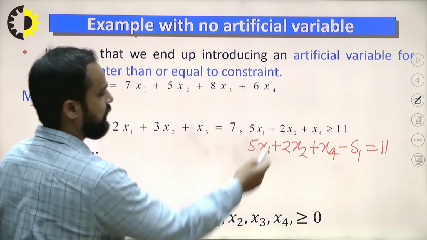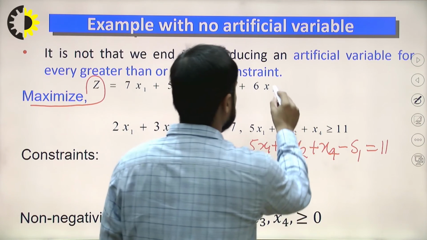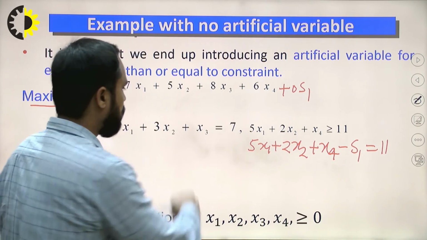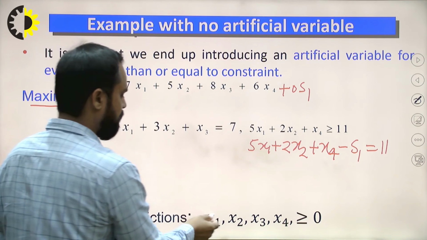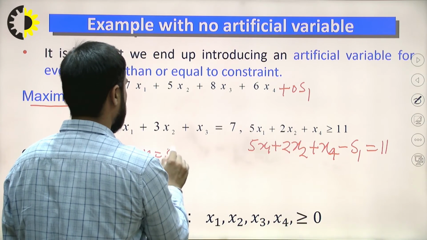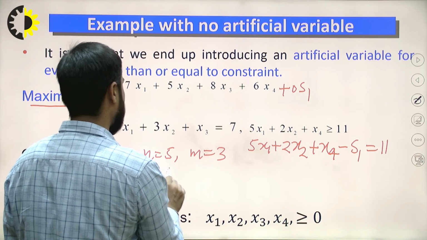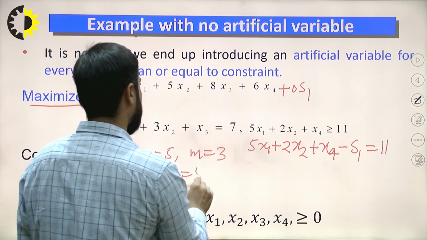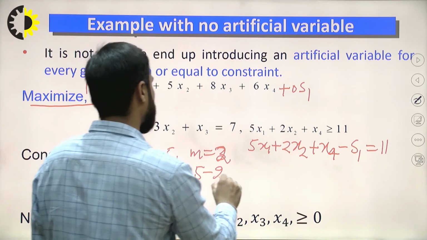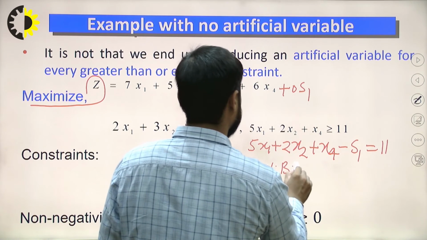Suppose now we can understand easily, the objective function of maximization type becomes plus 0s1. Now the number of variables, how many? 1, 2, 3, 4, 5. Number of variables is 5. Number of equations is 3. N minus m means 5 minus 3, that is equal to 2. And these 2 are the non-basic variables.